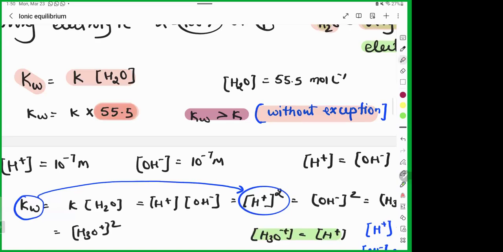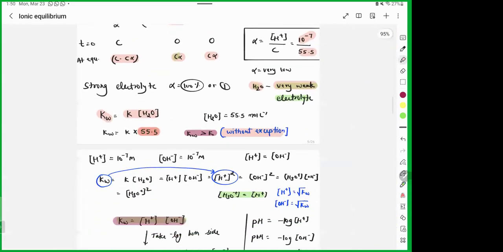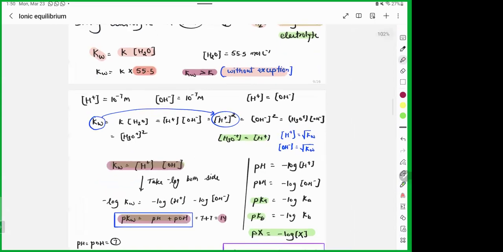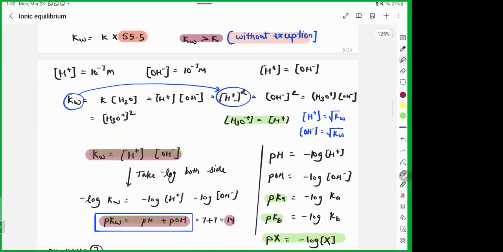Yes, sir. Next. Kw is equal to K into H2O concentration. H2O concentration is fixed. In chemical equilibrium, we studied that pure liquid and pure solid concentration is fixed. So Kw value will be equal to H positive and OH negative concentration. We know H positive and OH negative concentration is exactly the same. That's why you can write in this form or this form.